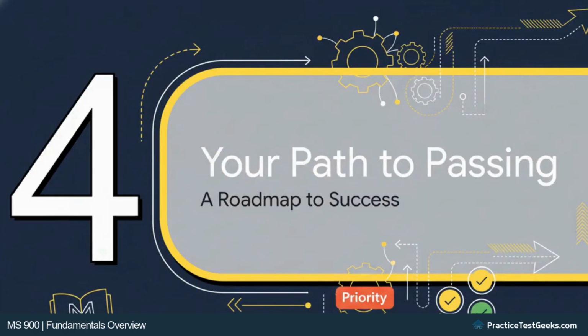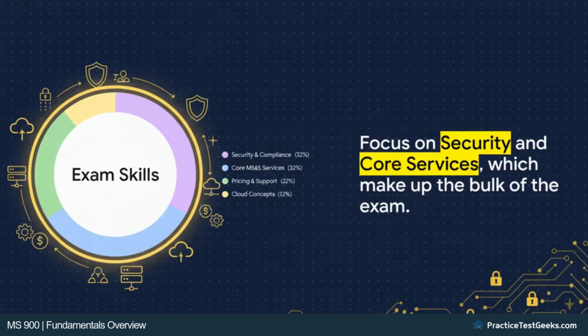All right, so let's say you're fired up and ready to go. You want this certification. What's the plan? Let's map out a clear, actionable roadmap to get you there. Look at this chart. This is basically your cheat sheet for studying. As you can see, the two biggest pieces of the pie are security and the core M365 services. If you can really nail those two areas, you are already well on your way to passing this thing.